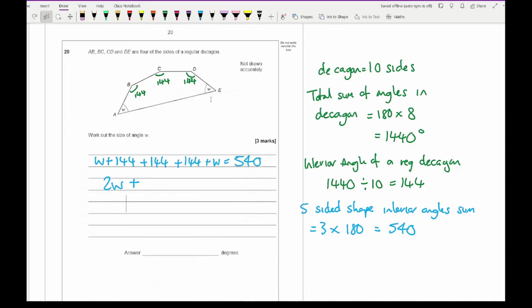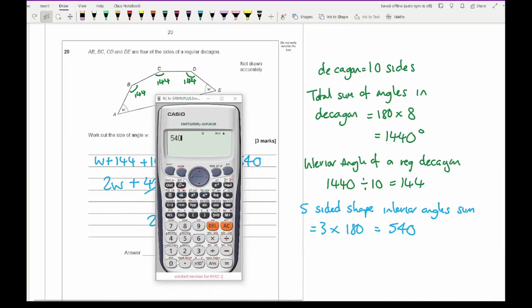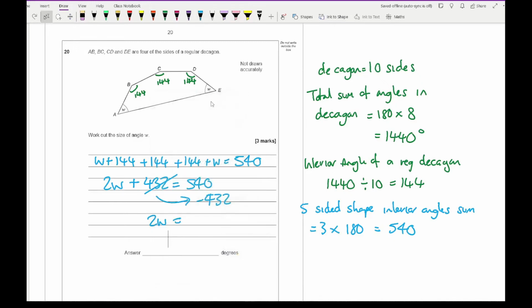So 432 equals 540. I'm going to take away the 432. So I'm left with 2W equals, and we've got 540 minus 432 equals 108. So therefore W equals 54 degrees.